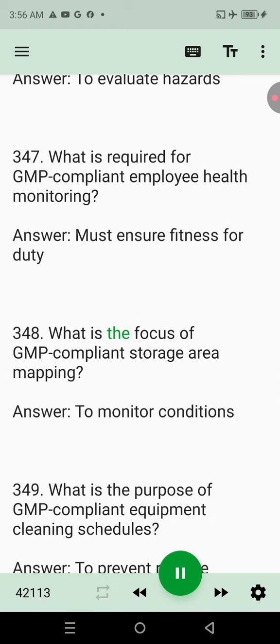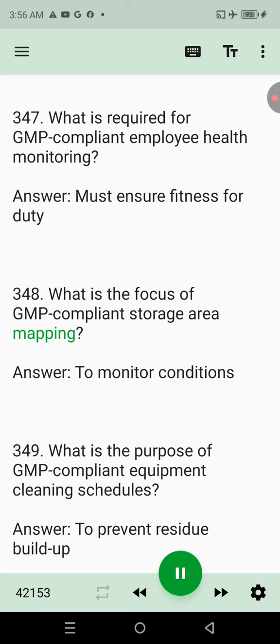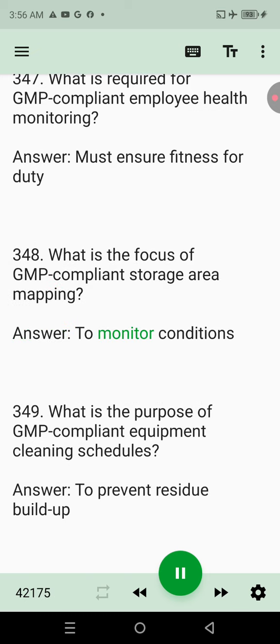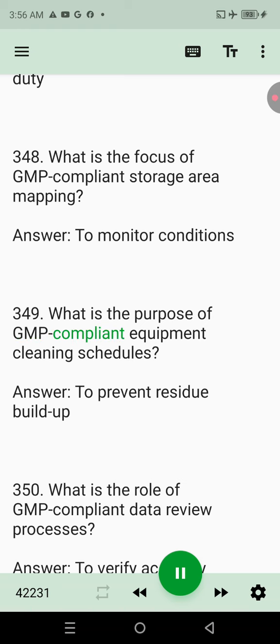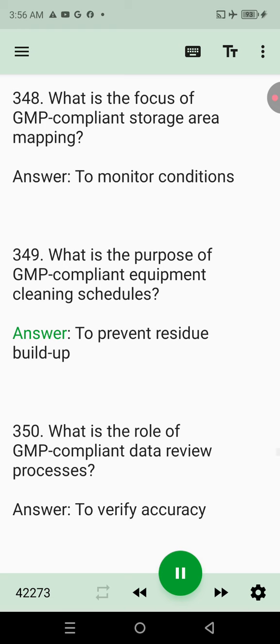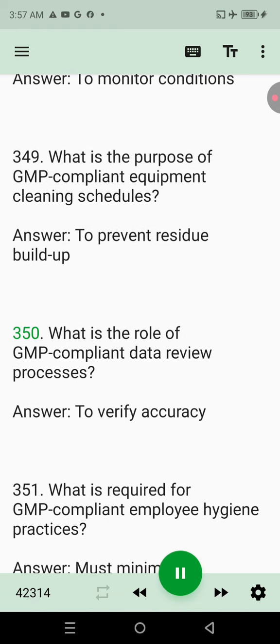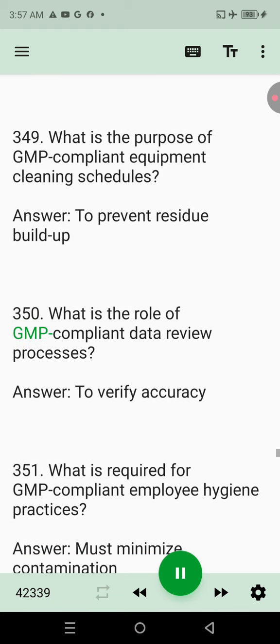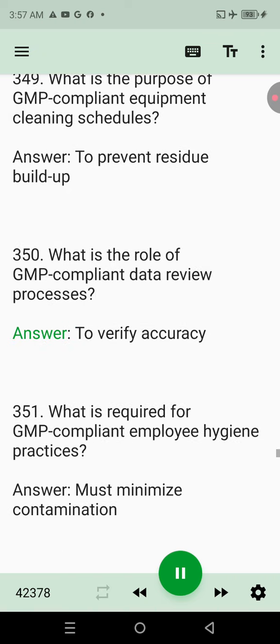348. What is the focus of GMP-compliant storage area mapping? Answer: to monitor conditions. 349. What is the purpose of GMP-compliant equipment cleaning schedules? Answer: to prevent residue buildup. 350. What is the role of GMP-compliant data review processes? Answer: to verify accuracy.